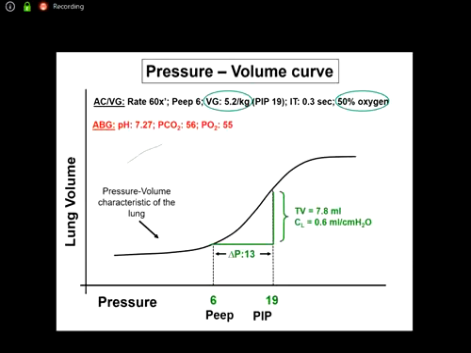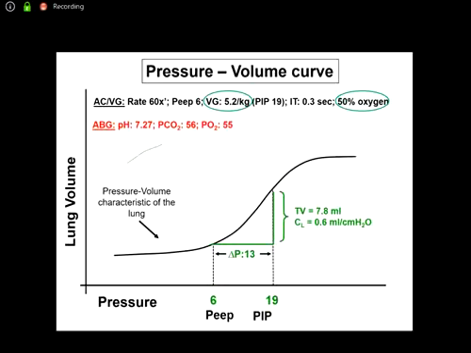You're using a volume of 5.2 per kilo, and that gives you a PIP of 19. You're using an inspiratory time of 0.3 seconds, and the baby is on 50% oxygen. You do a gas, the gas is reasonable, 7.27, CO2 is 56, and your PO2 is 55. But you're concerned because you're using a high volume and you're on 50% oxygen.